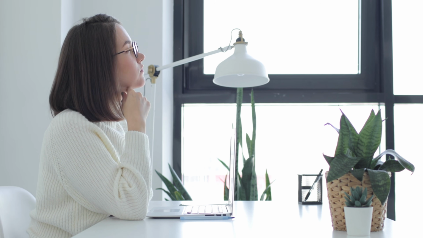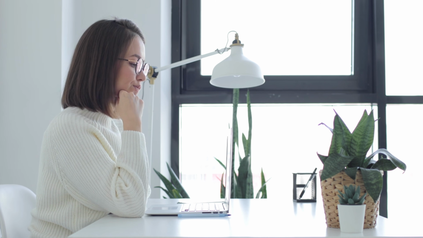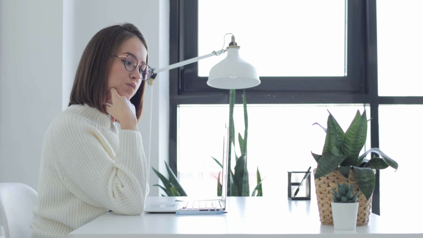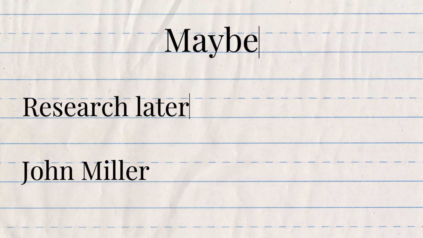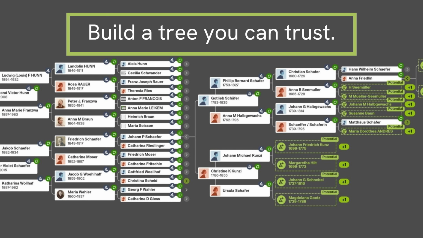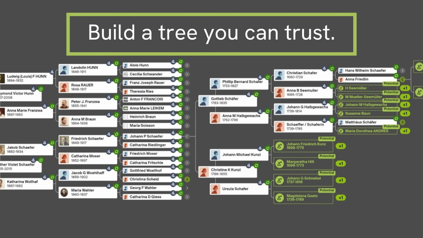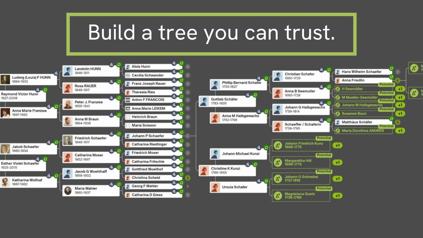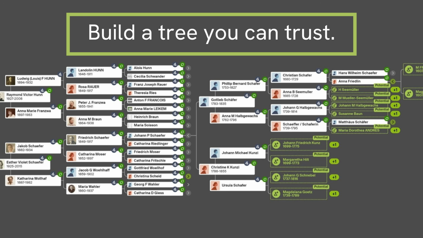Here's a tip that can save you a massive headache later. If you are not completely sure about someone, don't attach them to your tree yet. Seriously, create a maybe list or keep research notes and come back later to that person when you have stronger evidence. That one habit alone can dramatically improve the accuracy of your family tree and save you from having to untangle major mistakes later on. And listen, even experienced genealogists make mistakes. This is normal. The goal is not perfection. The goal is building a family tree that you can trust, one based on evidence instead of guesses.